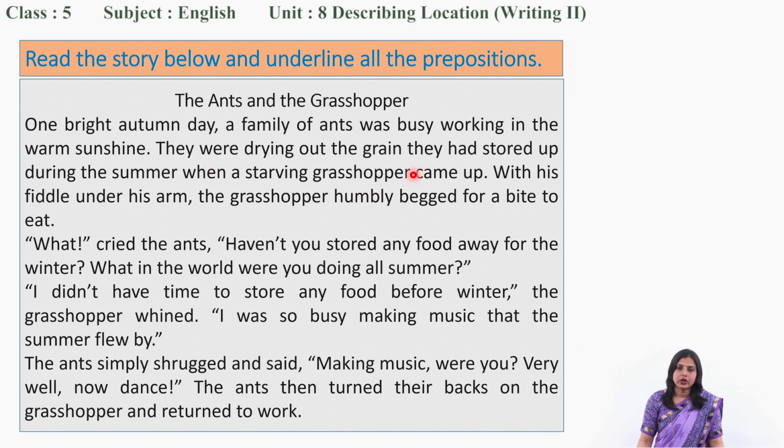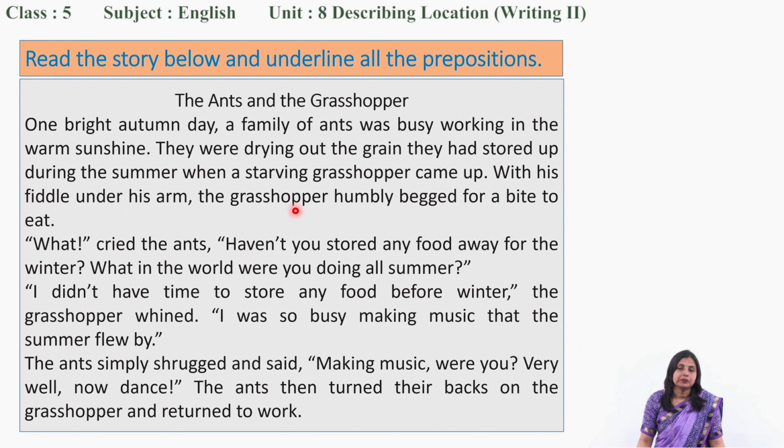They were drying out the grain they had stored up during the summer when a starving grasshopper came up. What were the ants doing? Yes, they were drying out the grain. They had collected some grains during summertime. Yes, when the grains were harvested, they collected the grains and they stored it in the house. Where do they live? Holes, yes. They stored it and now they are drying it up. Because when the grains are dried, they can be stored for a longer time. So they were drying it out.